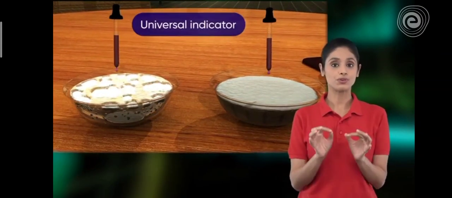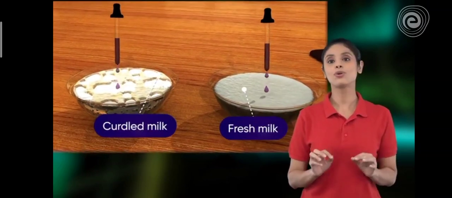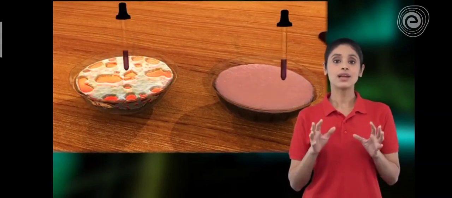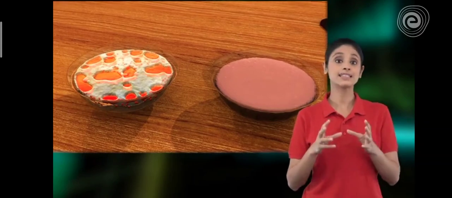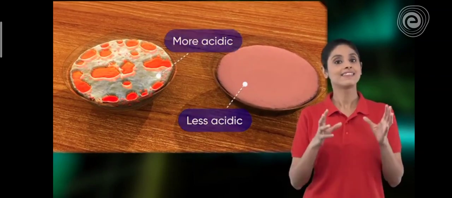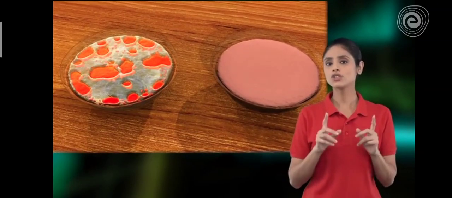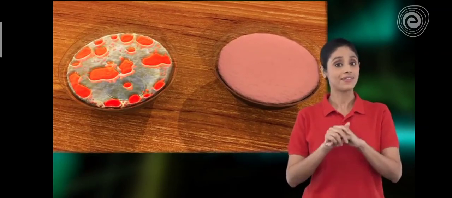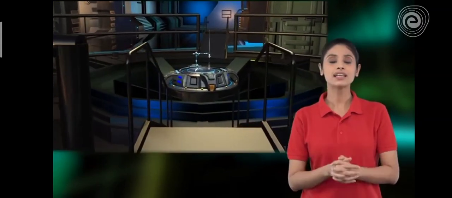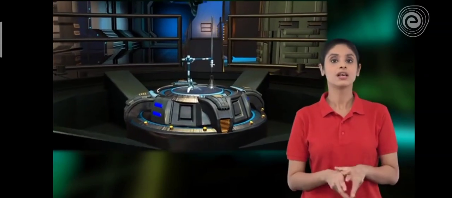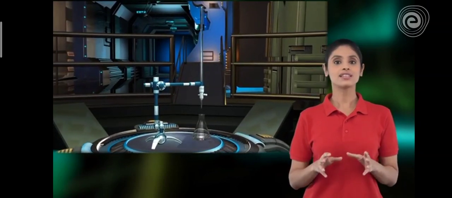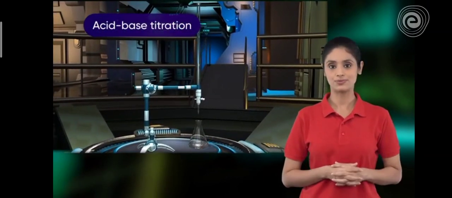Put a few drops of a universal indicator solution into the bowl of fresh milk as well as the curdled one. We see that the red color produced in the curdled milk is brighter. This shows that the curdled milk is more acidic than the fresh one. But how much more acidic is the curdled milk than the fresh one? The answer to this question can be found out by reacting known volumes of both the samples with a suitable base in the presence of an indicator. This process is called an acid-base titration.